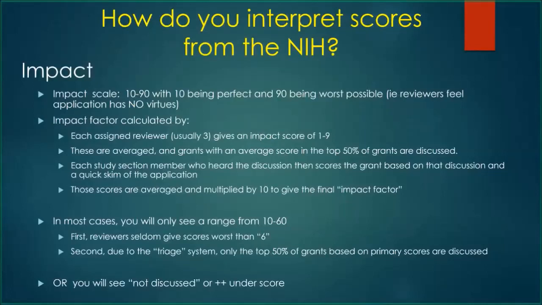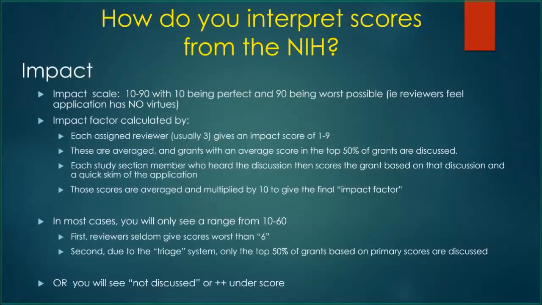it is discussed by the study section, and then each member of the study section, even people who did not read your grant and maybe only gave the application a quick skim or only heard the discussion, also scores your grant. So in a standard full-blown NIH study section, there's usually 20 to 30 reviewers in the room. Three people read it, but the 20 to 30 people all score it.